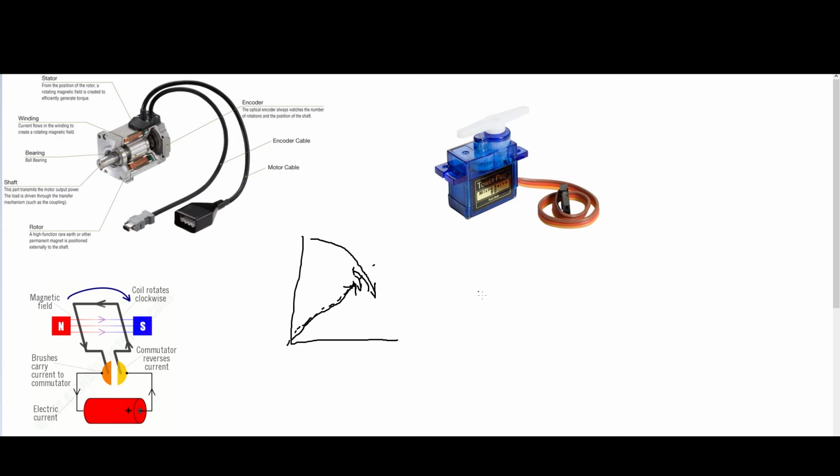So that's how a servo motor works, and basically you can make it rotate to whatever precise angle that you want. And that's how we use a motor to flip our light switch. Now let's see our final device.